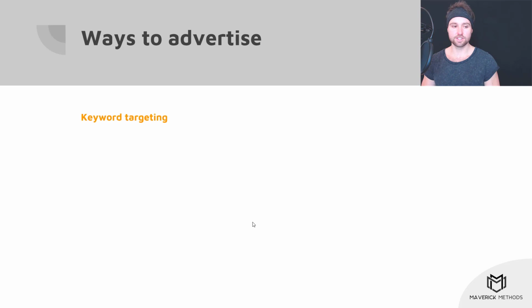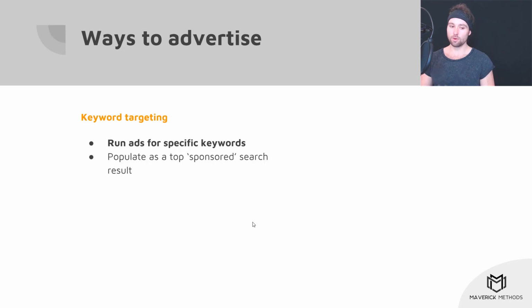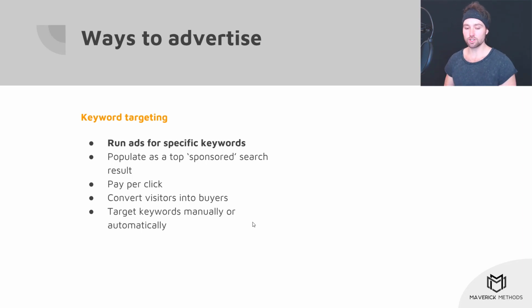So ways to advertise. I just wanted to go over one, keyword targeting, and then product targeting. And the simple reason being I want to show you the difference between the two, because some people are getting very confused between these. With keyword targeting, we're running ads for specific keywords. We populate as a top sponsored search result, and we pay per click that we gain from customers. We then convert those visitors into buyers. We target keywords manually or automatically.